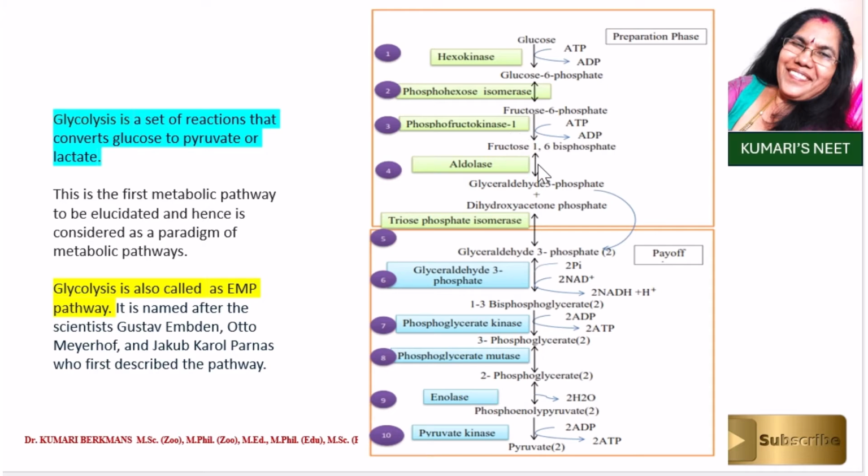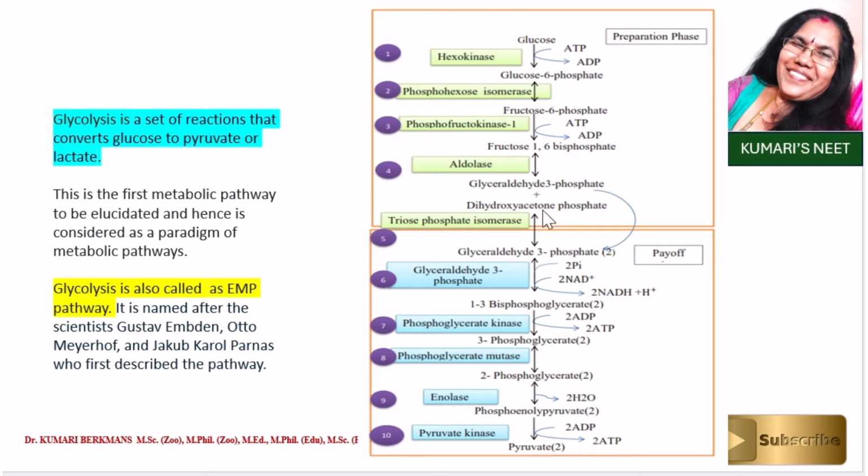Okay, next reaction, here the energy is not necessary. So this is a reversible reaction. Fructose 1,6 bisphosphate is converted into glyceraldehyde 3-phosphate. Okay, here the enzyme which takes part is aldolase.